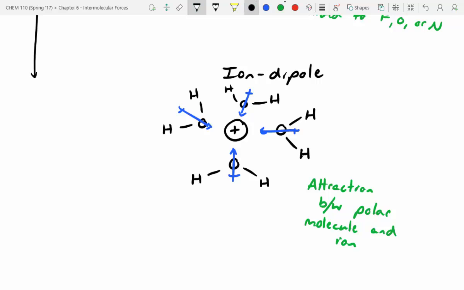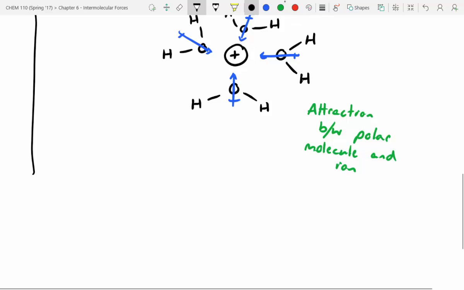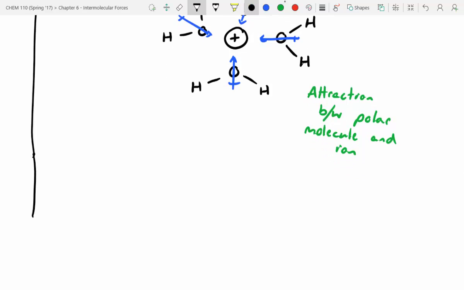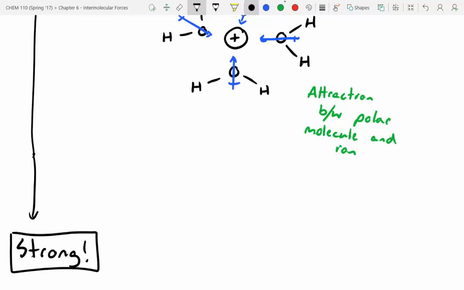All right, and then last but not least, we have one last one. And these are the strongest intermolecular forces, and these are ionic bonds. And these are just simply attractions between cations and anions.